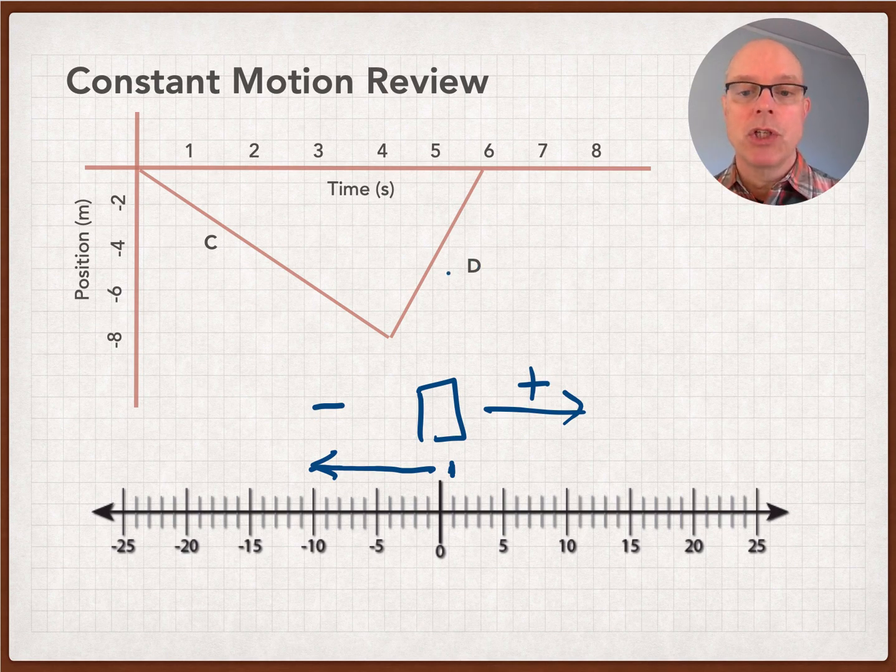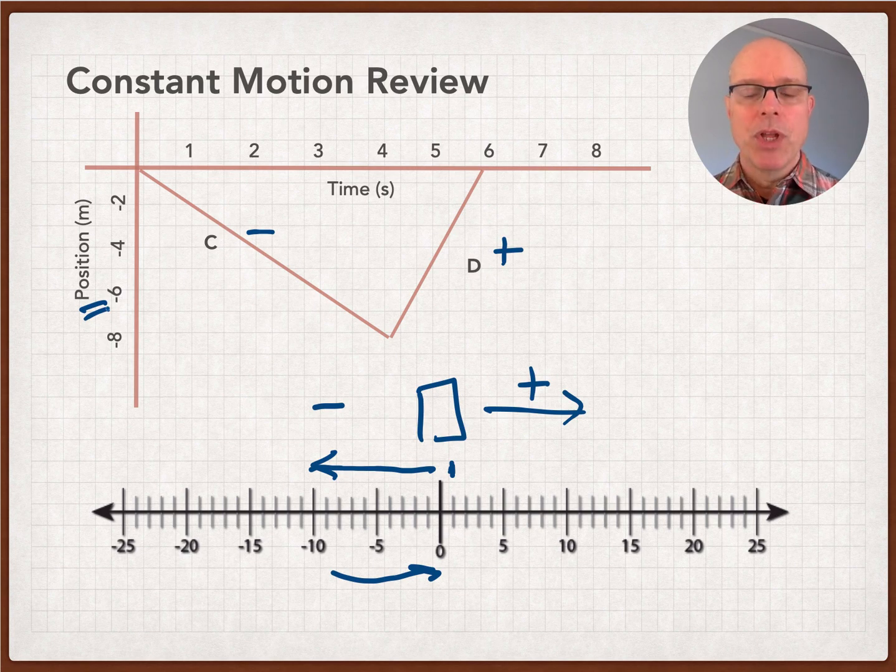So check out section D. Here you move from minus 8 meters back to the origin, and you do it pretty quickly, and boom, that's moving in the plus direction. So it should be simple. Graph going down, minus direction. Graph going up, plus direction. That's what we needed to know from a position time graph.